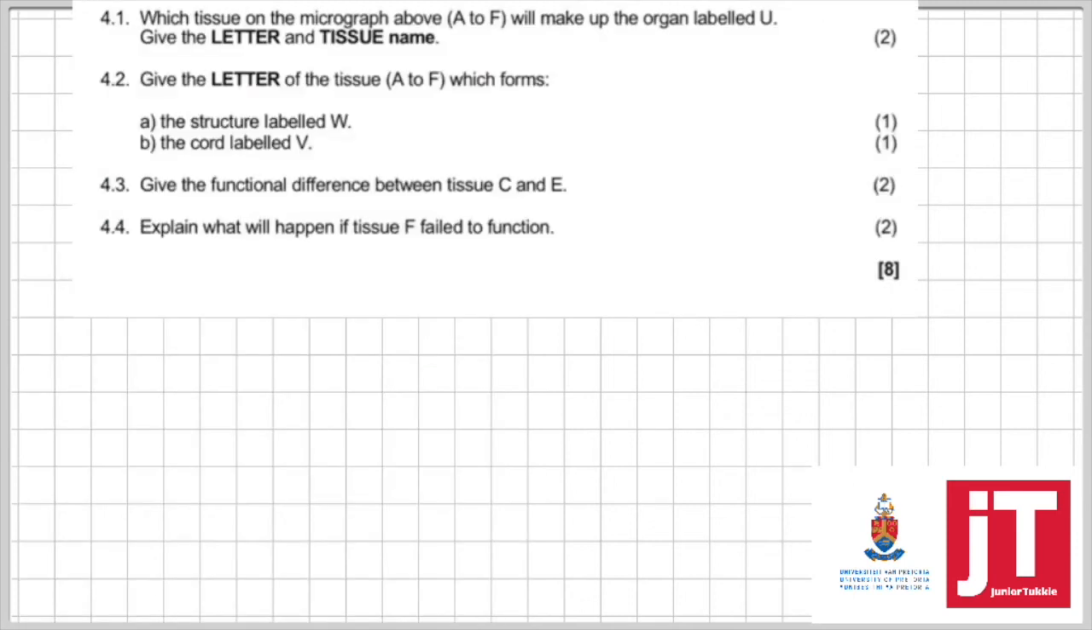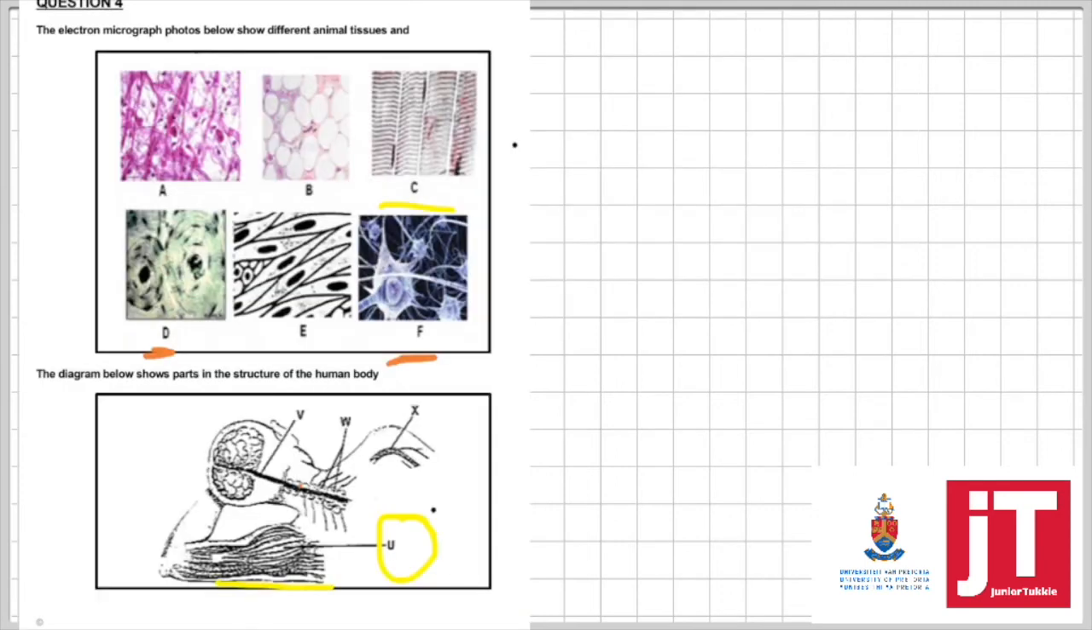Right. 4.3. Give the functional difference between C and E, 2 marks. C, I can see it's striated muscle tissue. E is smooth muscle tissue. So here you can see a major difference. One has striations, the other has no striations. Now, this striated muscle tissue is also known as voluntary muscle tissue, meaning you can control it. But smooth muscle tissue is involuntary, meaning you do not control this tissue at all.